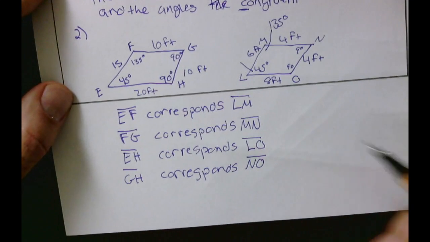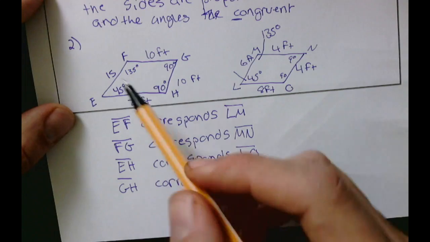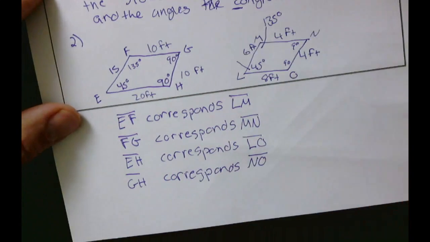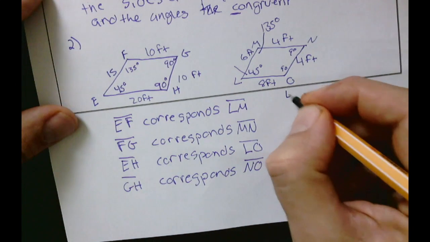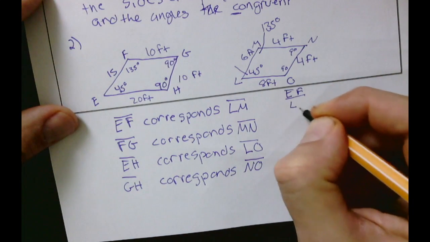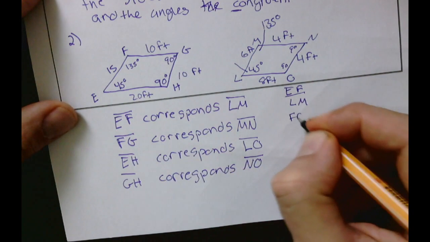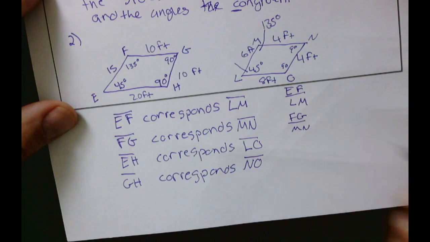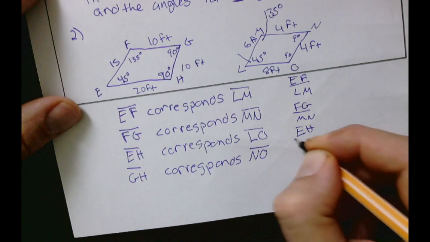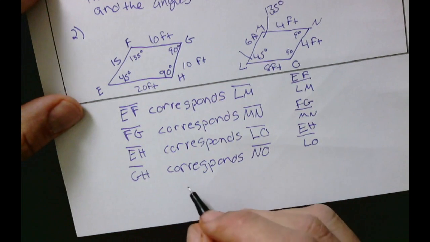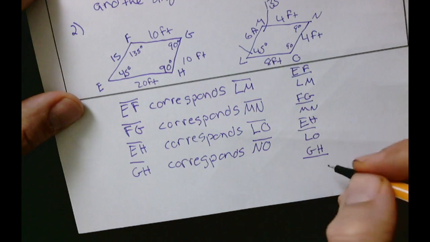They're all our corresponding sides. So now, since we have our corresponding sides, we can go ahead and write them as ratios. So we've got EF over LM, FG over MN, EH over LO, and GH over NO.